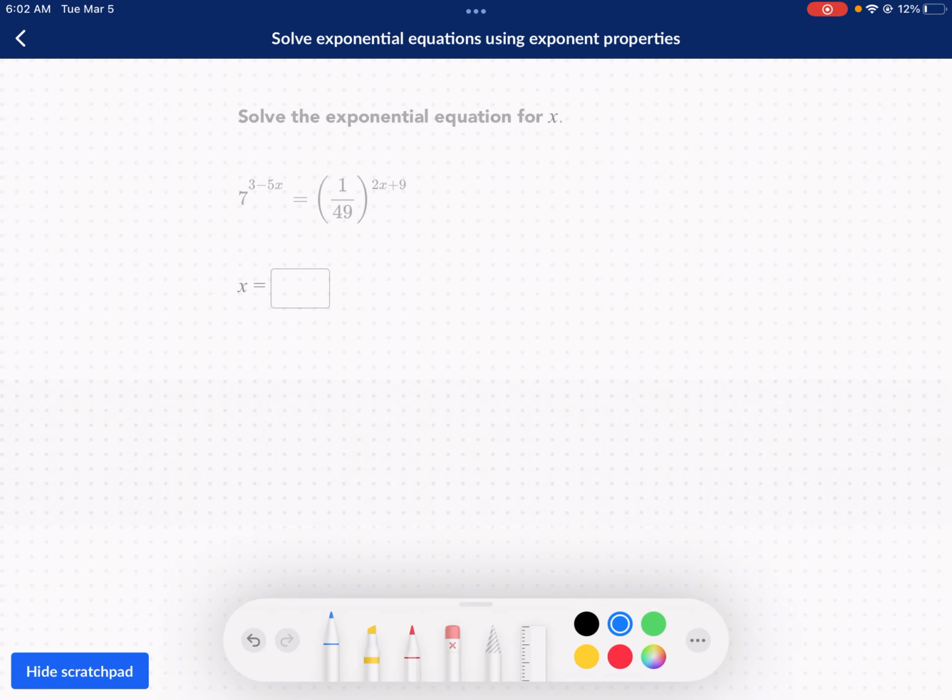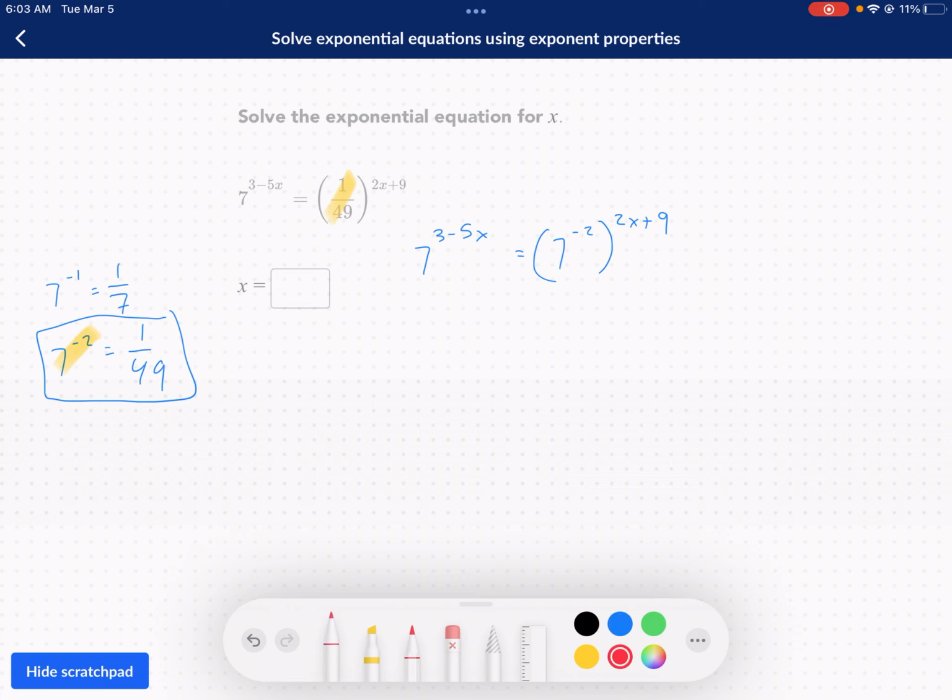Okay, this one looks a little bit difficult, but again, this is going to be a negative exponent reference. 7 to the negative 1 equals 1 over 7. 7 to the negative 2 equals 1 over 49. This is what we're going to use right here. So instead of writing 1 over 49, we're going to write 7 to the negative 2nd power. 7 to the 3 minus 5x. 7 to the negative 2 to the power of 2x plus 9.